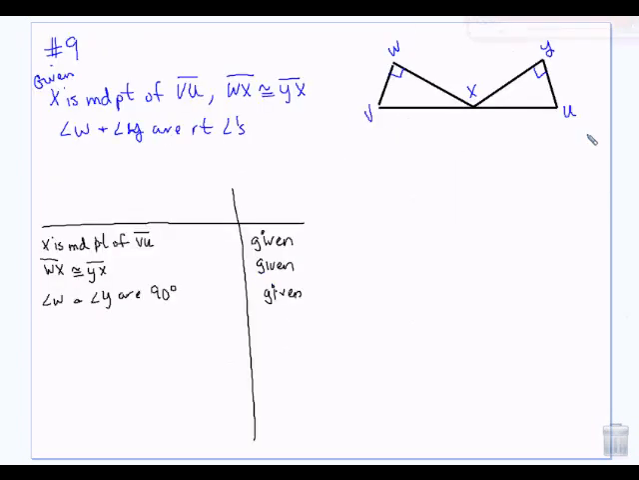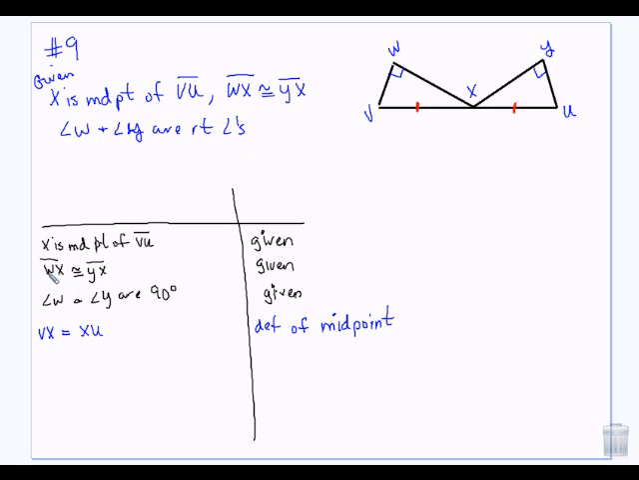Okay, so we've got this picture and we've been given this information. So let's look at it. The first line, X is the midpoint of VU. X is the midpoint of this line. Midpoint means that this side and this side are the same length. So I'm going to write that down. VX is equal to XU. That's definition of midpoint. Okay, so now I've got that labeled.